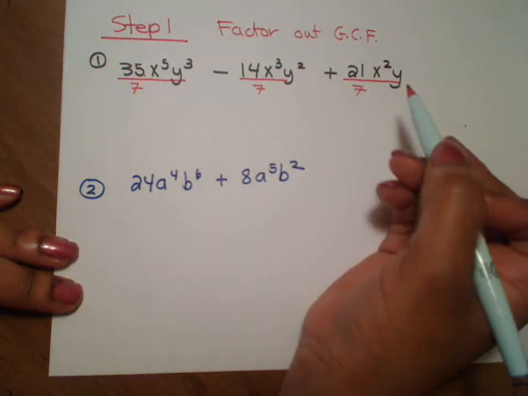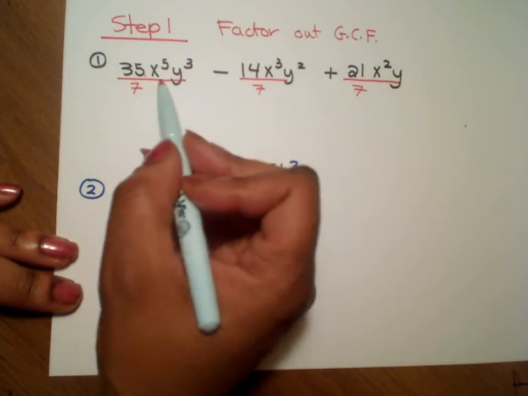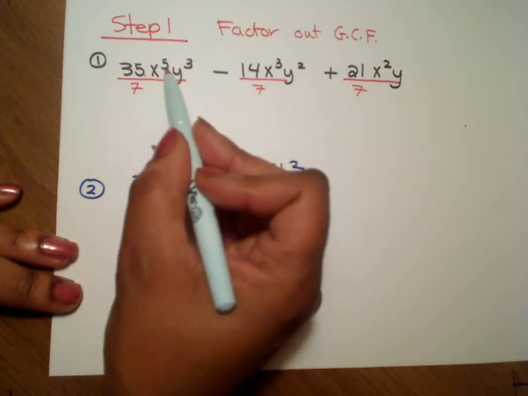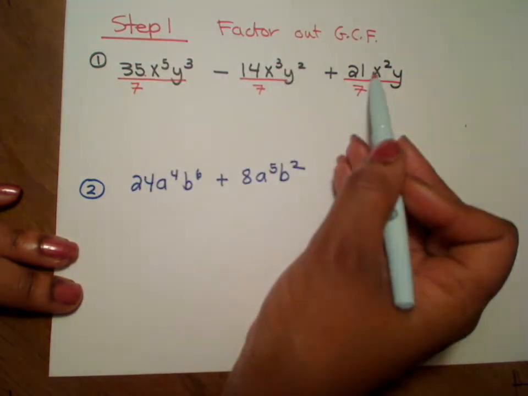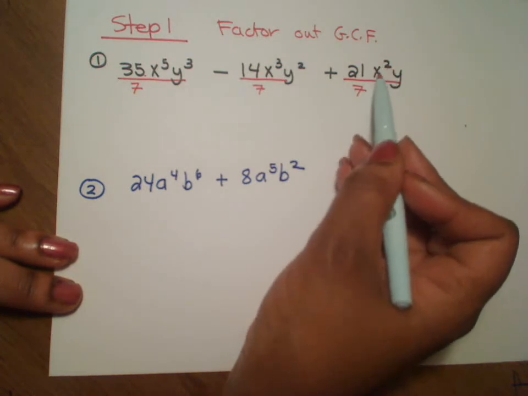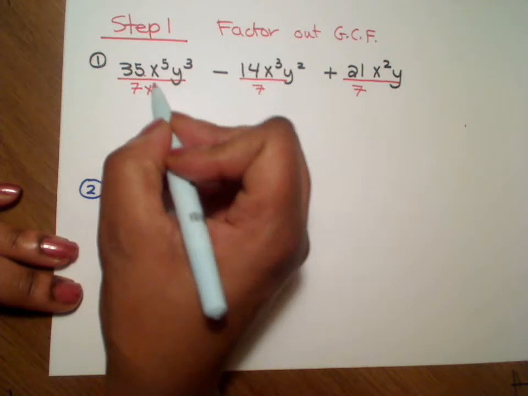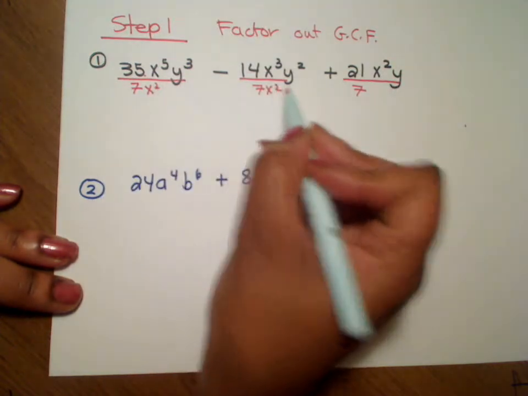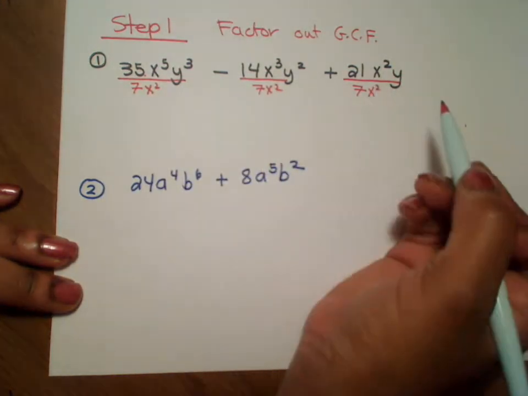So I can factor out a 7. Now I'm going to look at my x's. Here I have an x to the 5th, x to the 3rd, and x to the 2nd. Well, I'm going to select the smallest exponent, which happens to be x to the 2nd. So I can take out an x to the 2nd out of both.